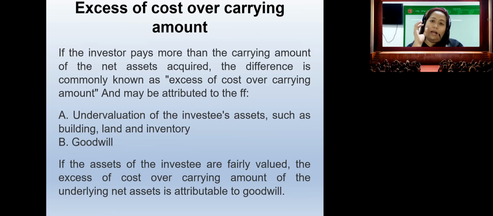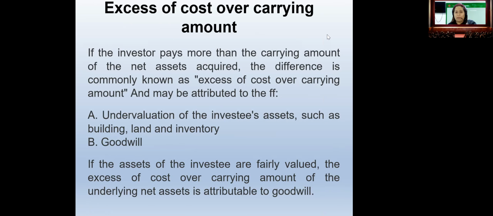So let us say, net assets ng investee, let us say 100,000. And then you invested 20%. You acquired 20% of that 100,000. So it is equivalent to 20,000. Pero nagbayad ka, let us say, ng 25,000. So ibig kong sabihin nun, your cost is higher than the carrying amount nung binili mo. Yung value lang ng binili mo is just 20,000. Binayaran mo ng 25,000. So there is a difference of 5,000. And that 5,000 is referred to as the excess of cost over the carrying amount.